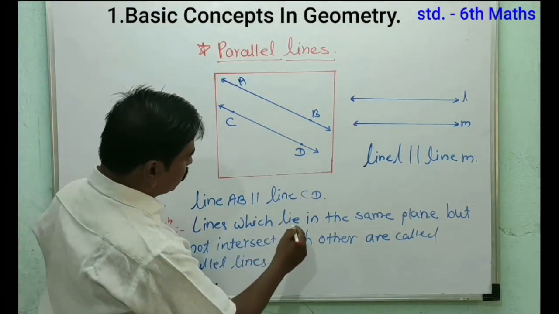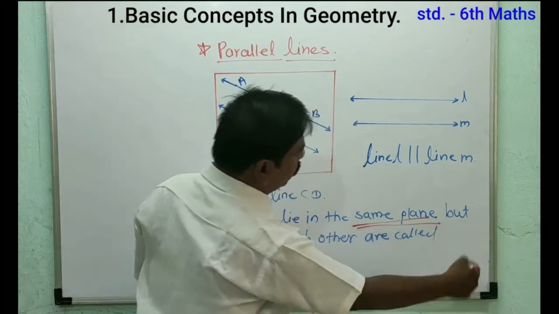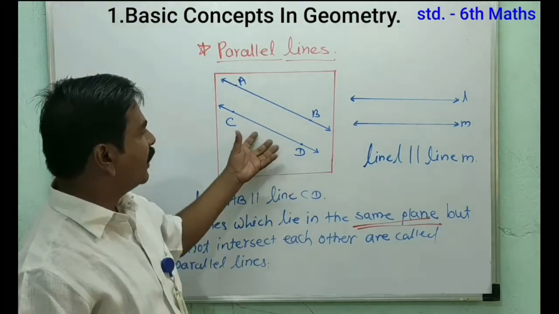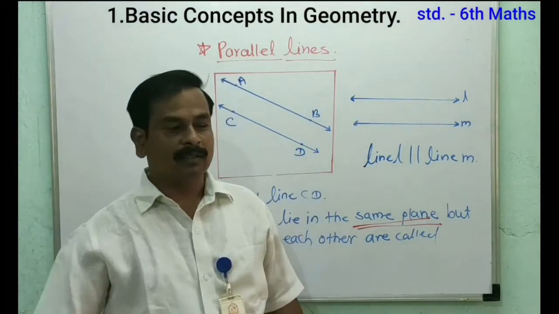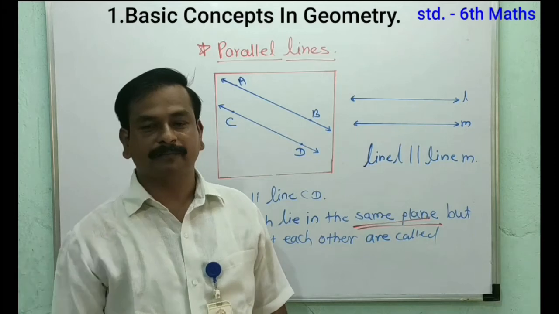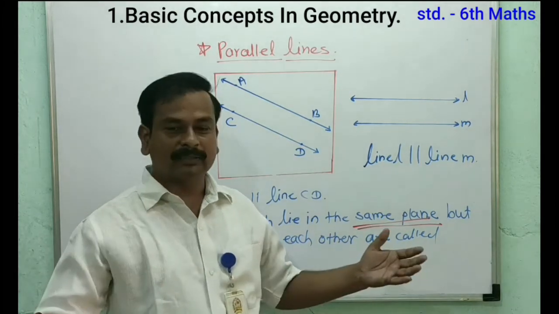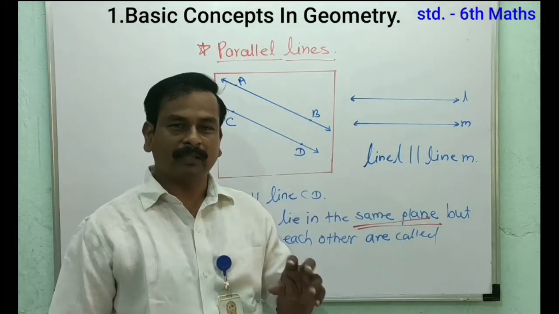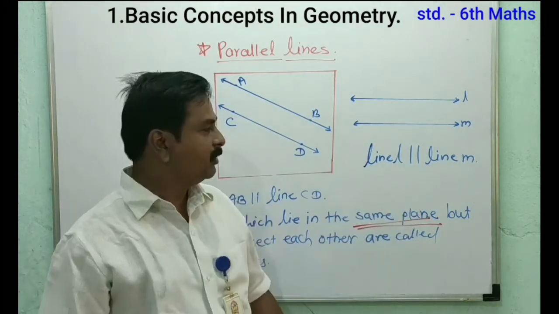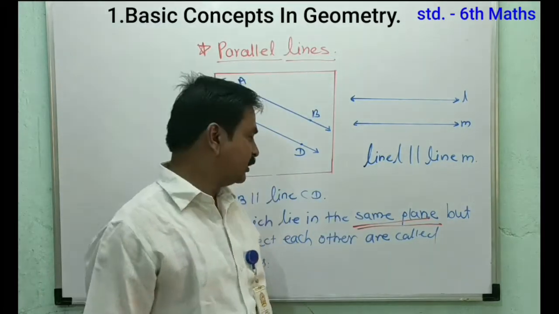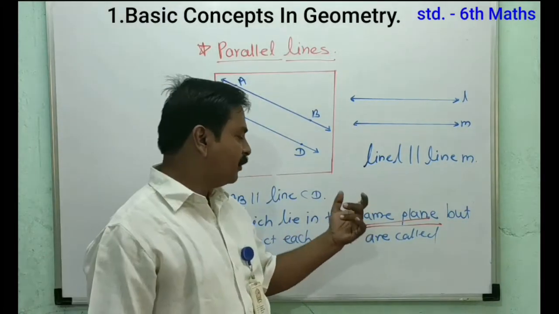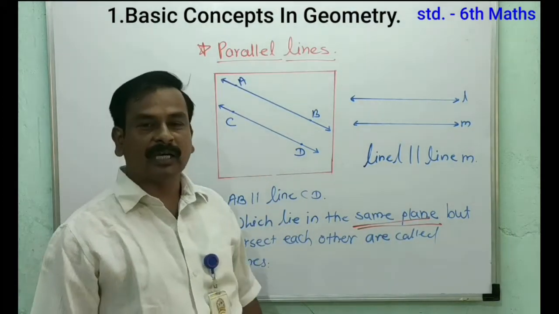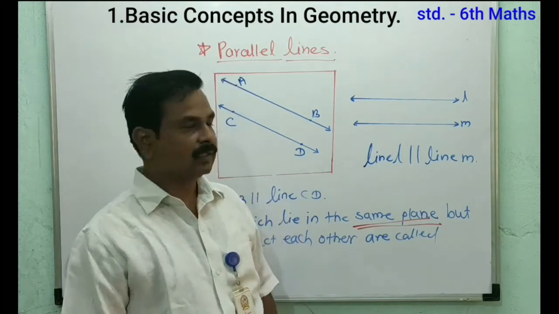Here, lines which lie in the same plane, this is the most important point. Because if I take one line on the board and another line on a sheet of paper, both lines do not intersect each other, but they lie on different planes. So the lines must be on the same plane and must not intersect.